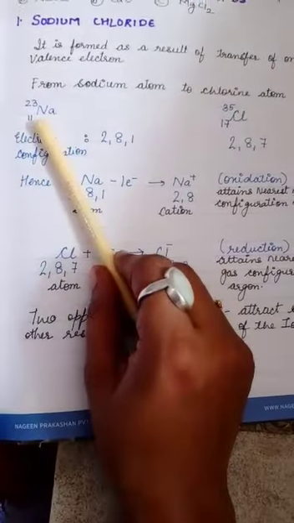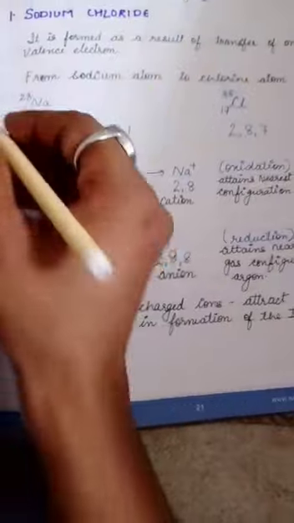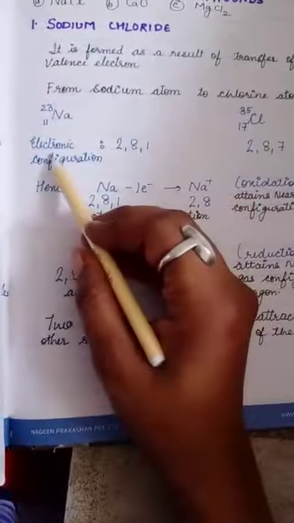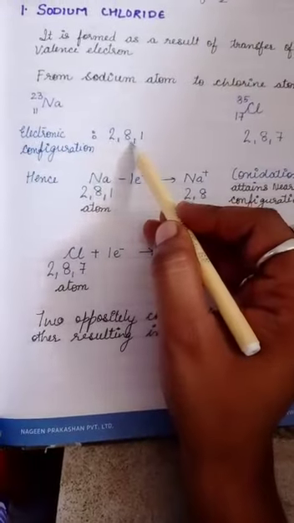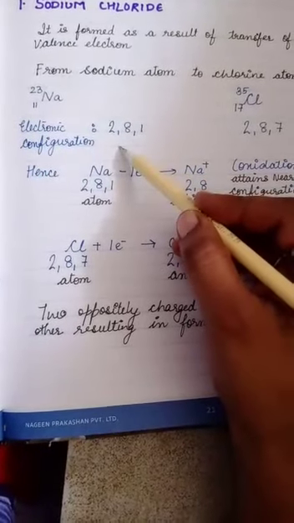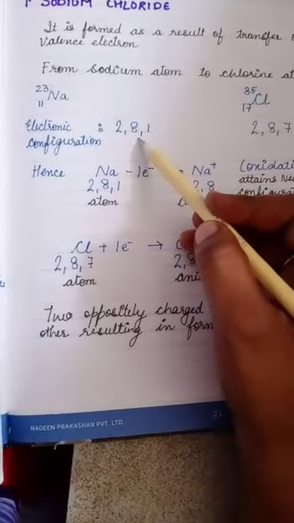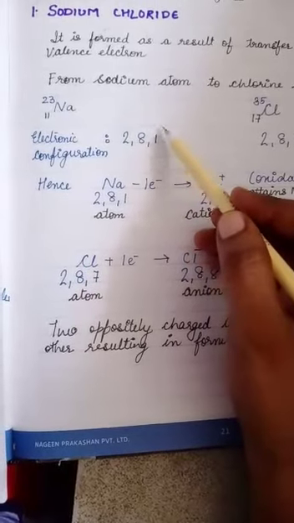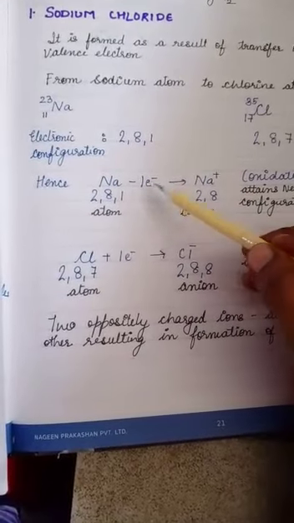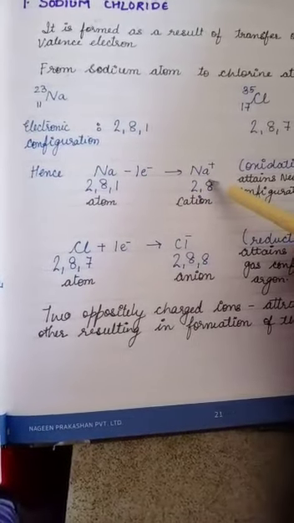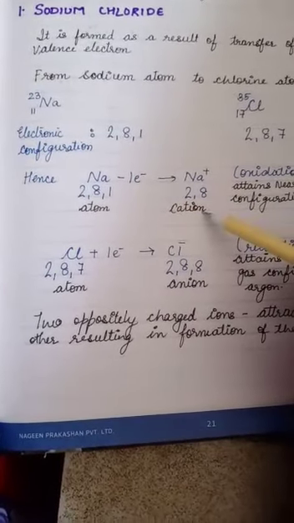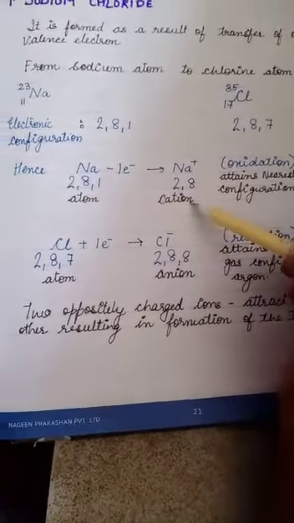Now sodium, you can see here I have written 11 and 23. This is the atomic number and this is the atomic mass number. The electronic configuration of sodium is 2,8,1. According to this electronic configuration, sodium is unstable. So it can become stable only when it tends to lose this one electron. Hence, sodium tends to lose one electron and gets converted to a sodium ion. So an atom gets converted to an ion, and this is a positively charged ion known as a cation.